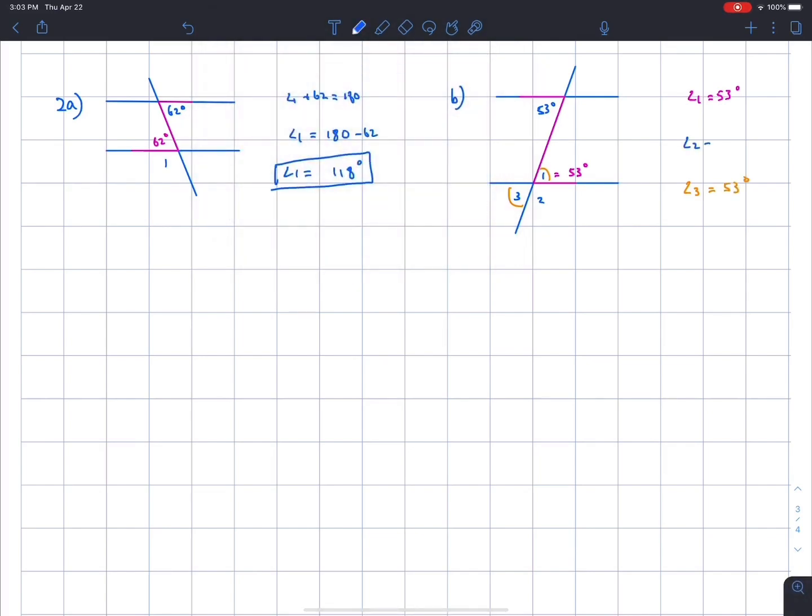Finally, I can say that angle 2 equals, because this is an angle on a straight line, so angle 2 plus angle 1, which is 53, must give me 180. So angle 2 equals 180 minus 53. And we get 127. So that's the answer, 127 degrees.